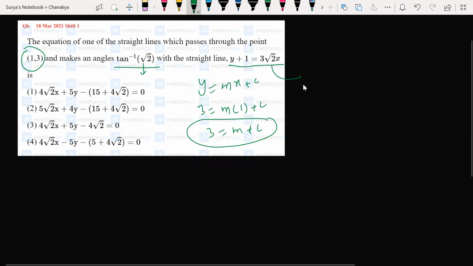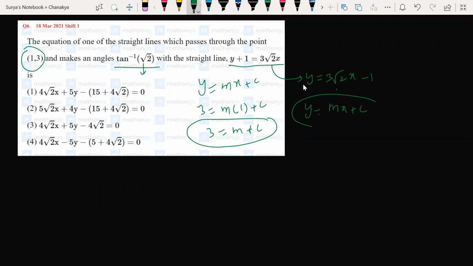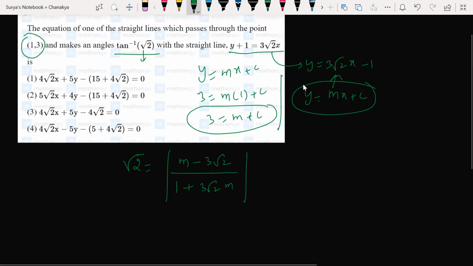If I compare this thing, y is equal to 3 root 2 x minus 1, with y is equal to mx plus c, this is my m1 here, or m2, anything. So directly I'm writing root 2 is equal to (m minus 3 root 2) by (1 plus m1 into m2). Correct? So now just find it out.